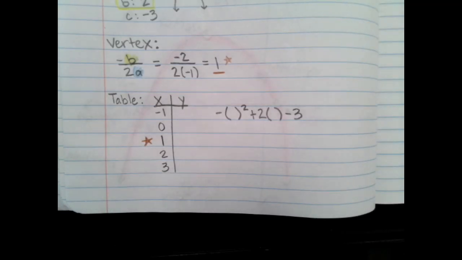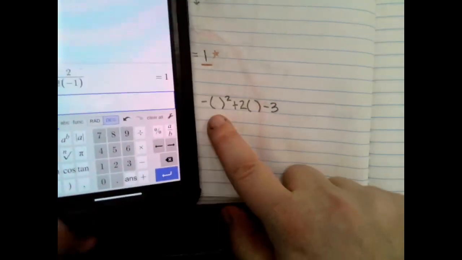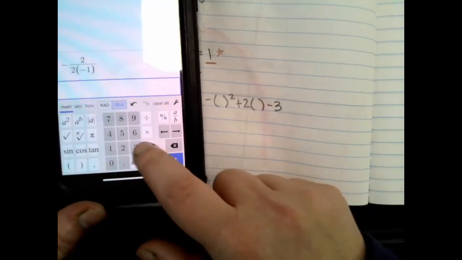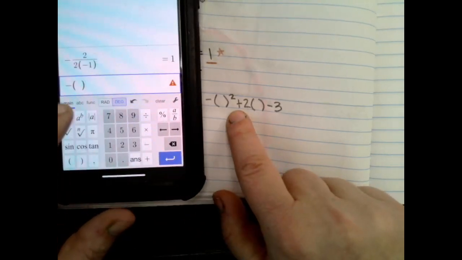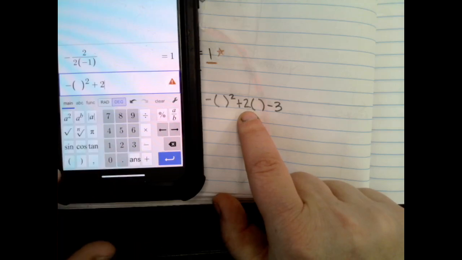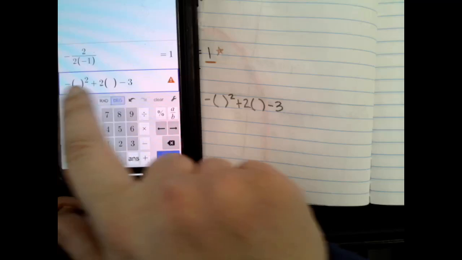Okay, I highly recommend using Desmos for this because it's going to go a lot faster because you don't have to re-type everything as you go. So I'm going to start by just typing this in. So negative parentheses squared plus 2 parentheses minus 3. Okay, so that's my rule.